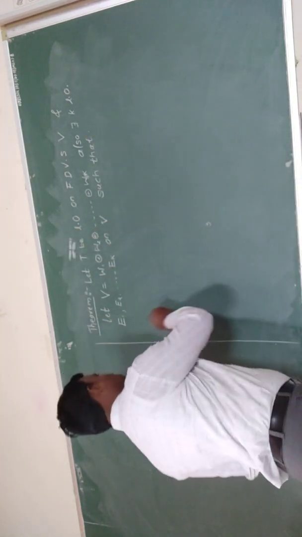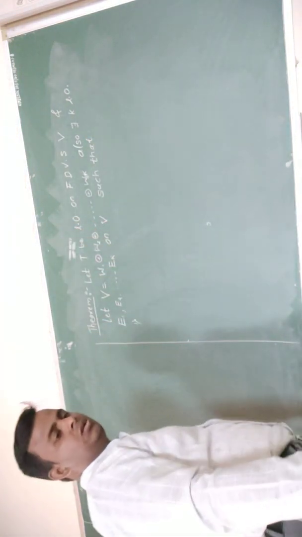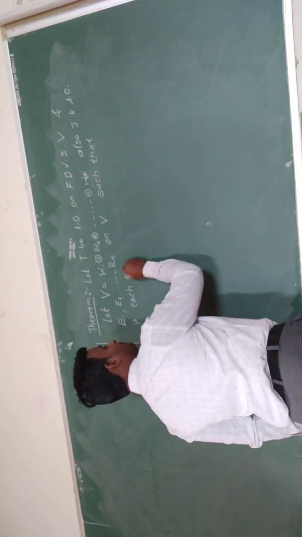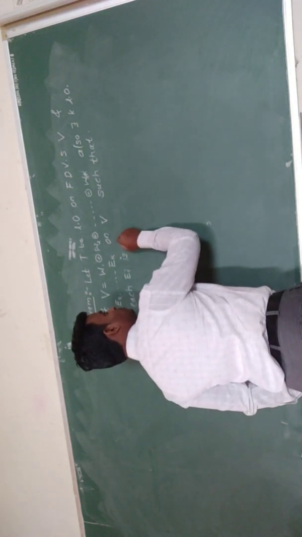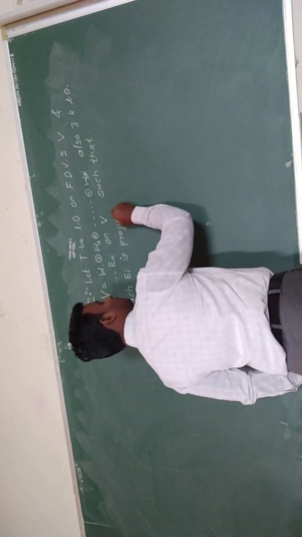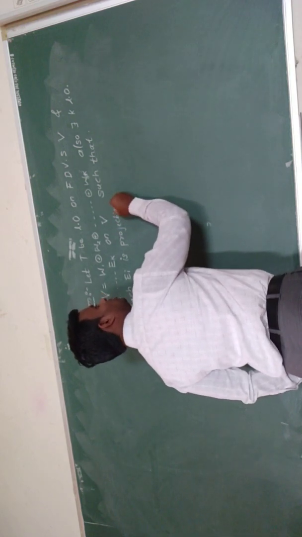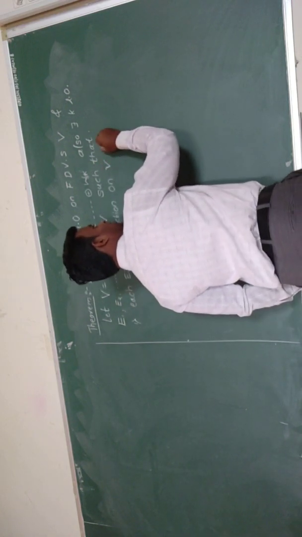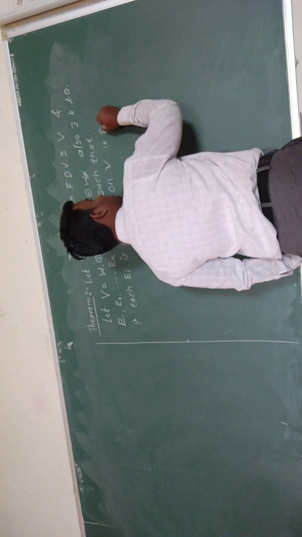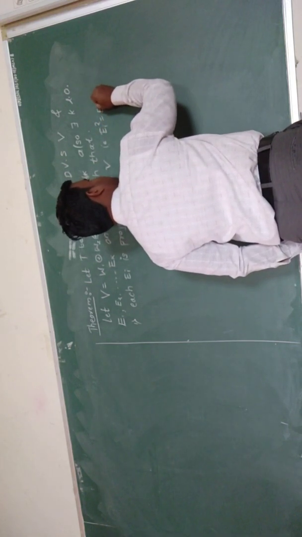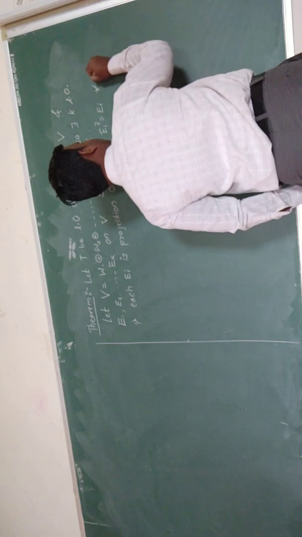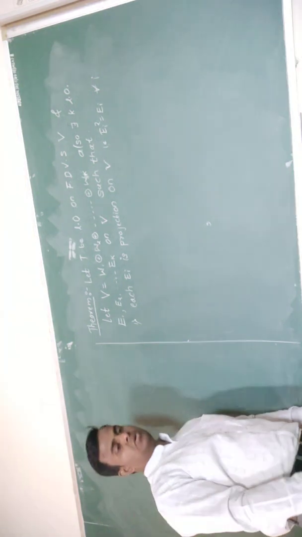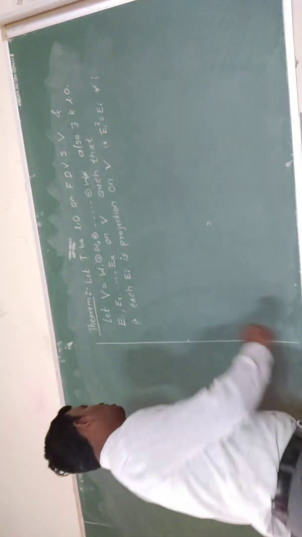First condition. What is the first condition? Each Ei is a projection on V, that is, Ei square is equal to Ei for all i.